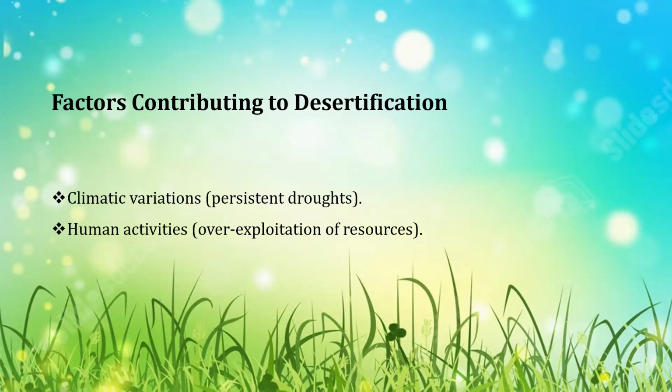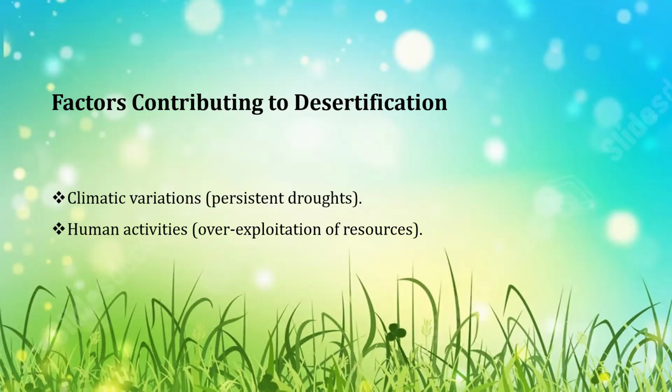Without plant cover, the soil loses its ability to retain moisture and becomes susceptible to erosion. Rising global temperature increases evaporation rates, drying out the soil and making it more difficult for native flora to survive. The second is human activities, that means overexploitation of resources. While climate provides the conditions, human behavior often accelerates the degradation of dry land ecosystems through the overexploitation of resources.